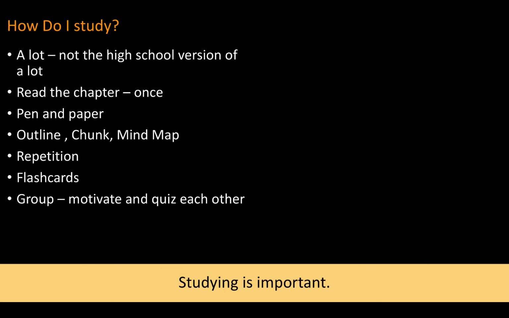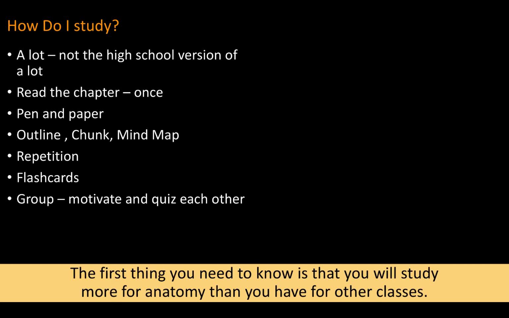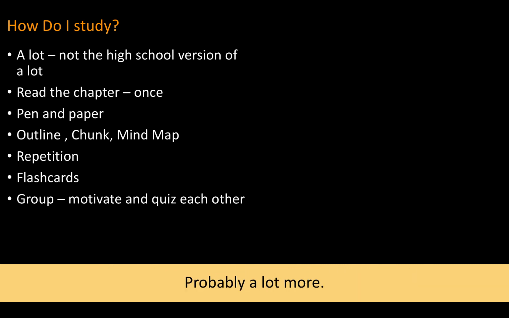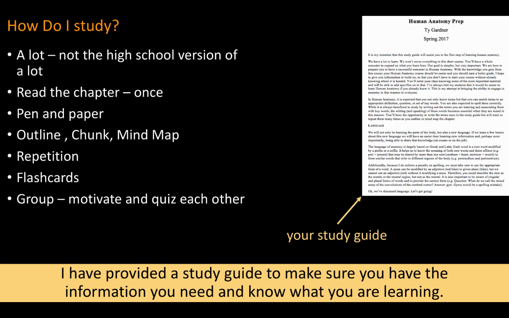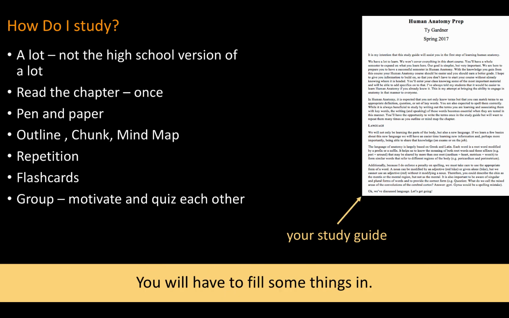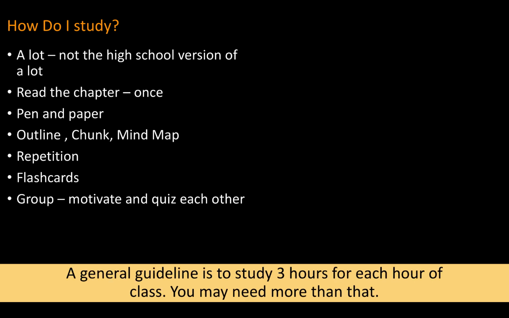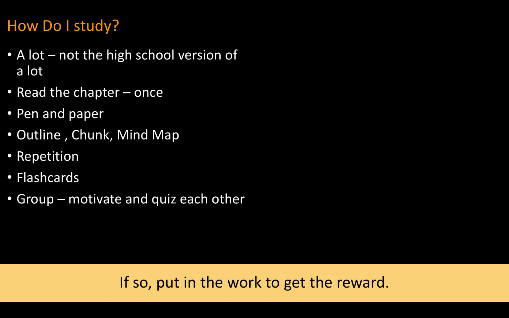Studying is important. The first thing you need to know is that you will study more for anatomy than you have for other classes. Probably a lot more. I have provided a study guide to make sure you have the information you need and know what you are learning. You will have to fill some things in. A general guideline is to study 3 hours for each hour of class. You may need more than that. If so, put in the work to get the reward.